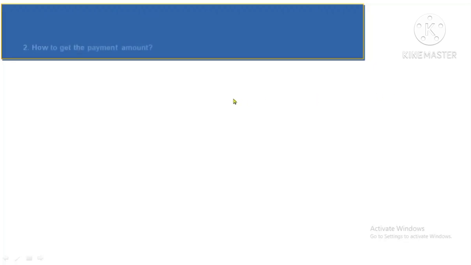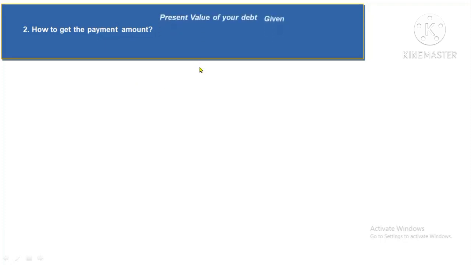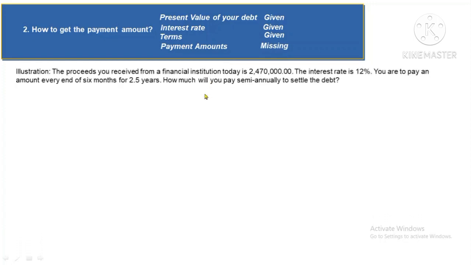We are now on the second question, which is how to get the payment amount. To be specific, let's assume in here that the present value of your debt is given, as well as the interest rate or the implicit interest rate, as well as the terms like the maturity date or the payment dates and etc. What's missing is the specific payment amount. That's what's missing. To understand it further, let's go directly to the illustration.